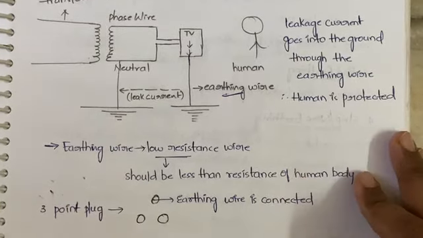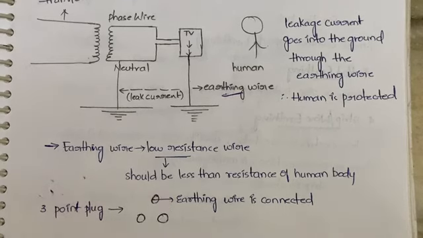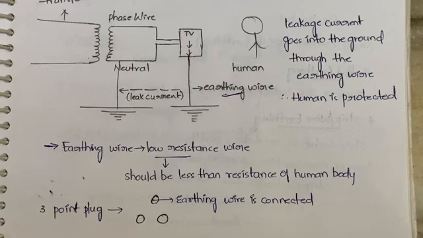Okay, so how do you connect the earthing wire? You'll have a 3-point plug, right? In the 3-point plug, one is phase, one is neutral, and the other one is the earthing wire. So in this way you will be connecting this point to the earthing wire. Okay, this is about the process of earthing.